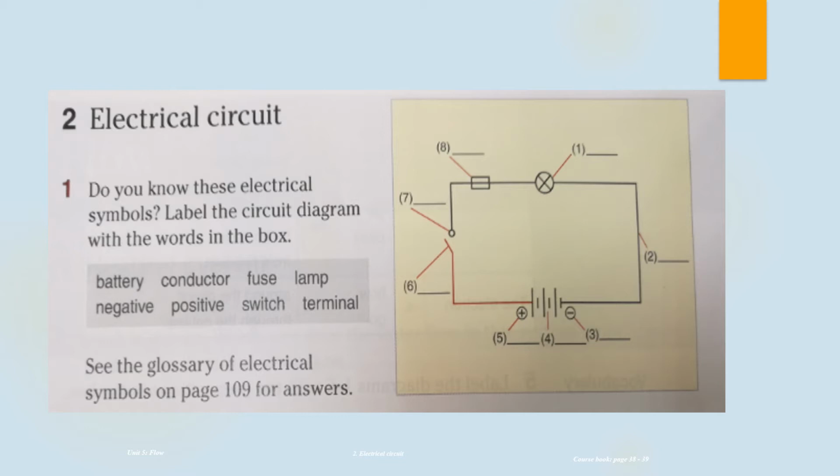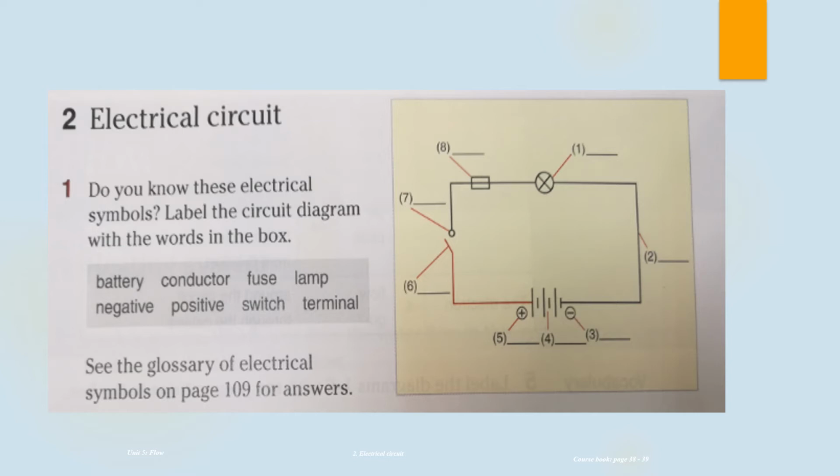We have number 1, 2, 3, 4, 5. I think 3 and 5 are easy. 6, 7, and 8. Now let's read the words in the box on the left. Battery, conductor, fuse, lamp, negative, positive, switch, terminal. Okay, now I ask you please to pause the video for about 3 minutes. Try to label the diagram with the words in the box and then come back to check the answers.